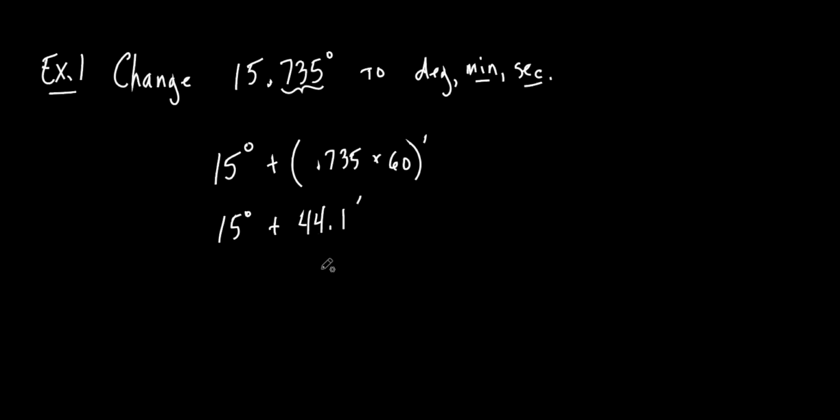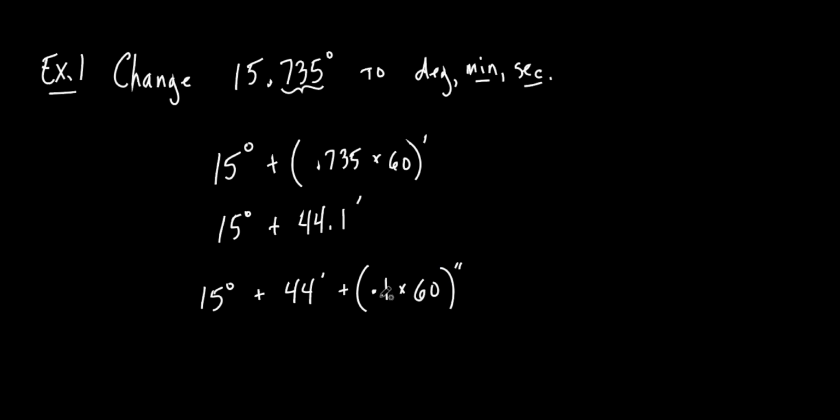Now we got to change this into seconds, or that 0.1. See that 0.1 right there? We don't want a decimal. We want to know how many seconds that is going to be. So we got the 15 degrees, we got the 44 minutes plus. Now I got to change that 0.1 into seconds. How am I going to do that? Well, I'm going to take that 0.1 and multiply it by what? How many seconds in a minute? 60, right? And that's going to give me how many seconds?